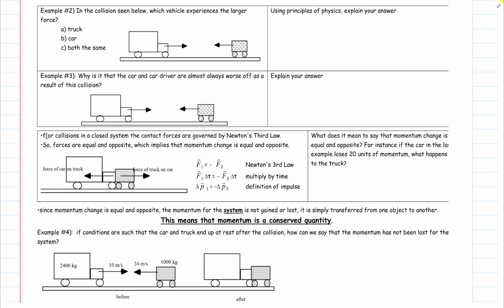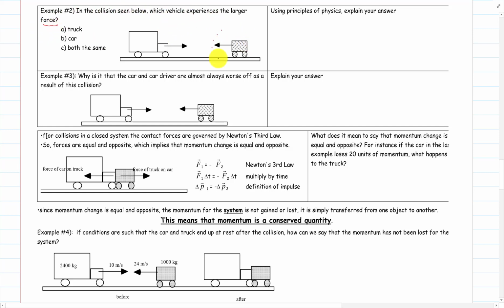So example 2, that's just before we come down to that momentum is a conserved quantity that we're going to come up with. In the collision seen below, which vehicle experiences the larger force? The truck, much bigger, same velocity as the car, maybe even some lower velocity, who knows? They hit. What's going to happen? Use principles of physics. Which one's going to experience the larger force?